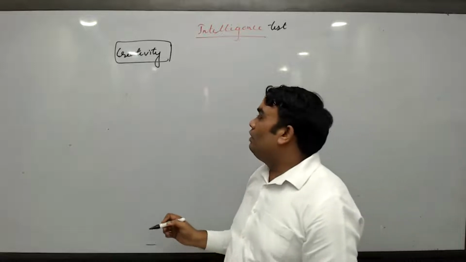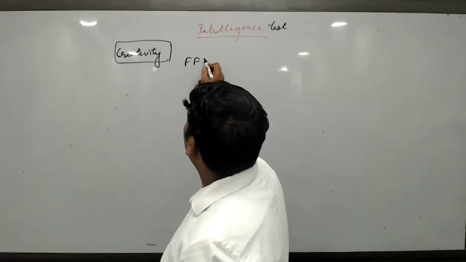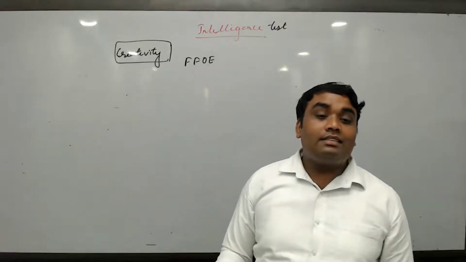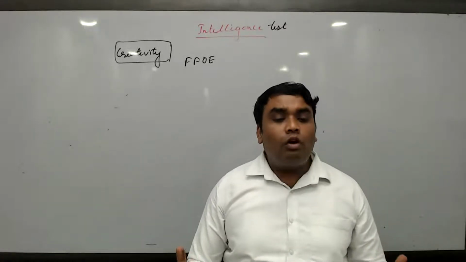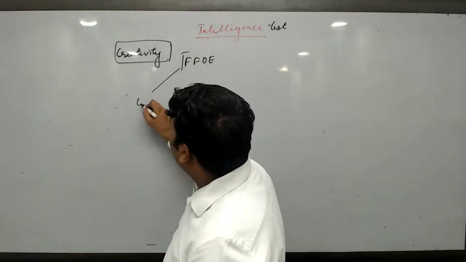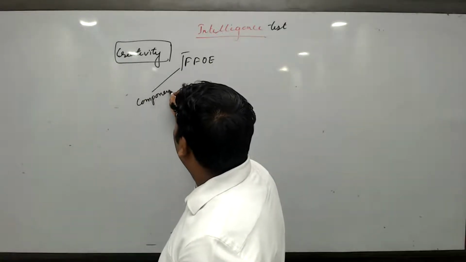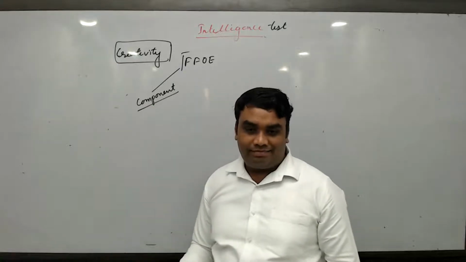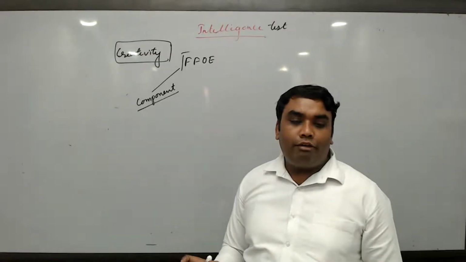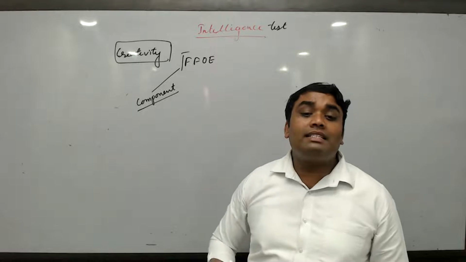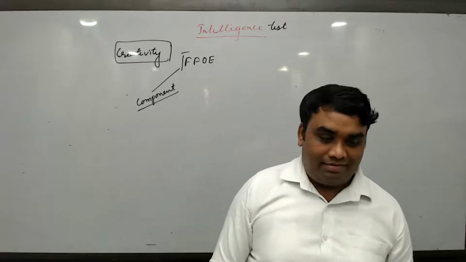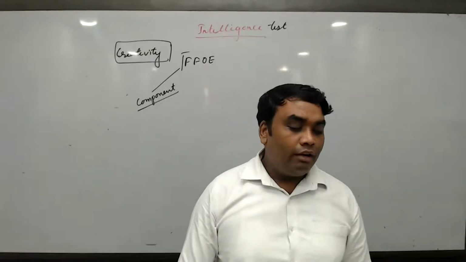So anything which is based on FFOE, that means if you want to create anything, it must have at least a few components. A few components are important for making creativity. Those components are FFO. First is fluency. Creativity should be in a flow. That is fluency.